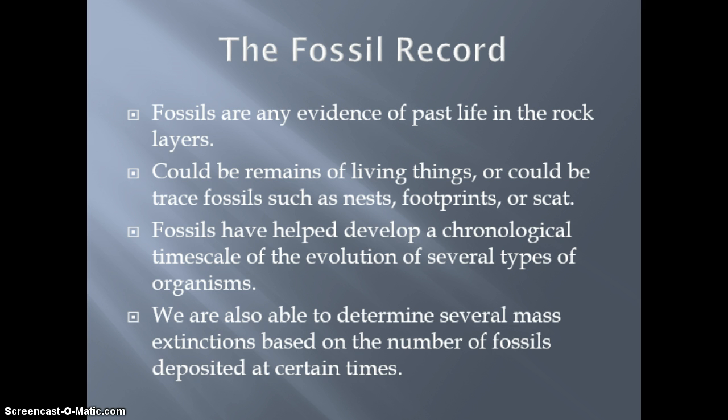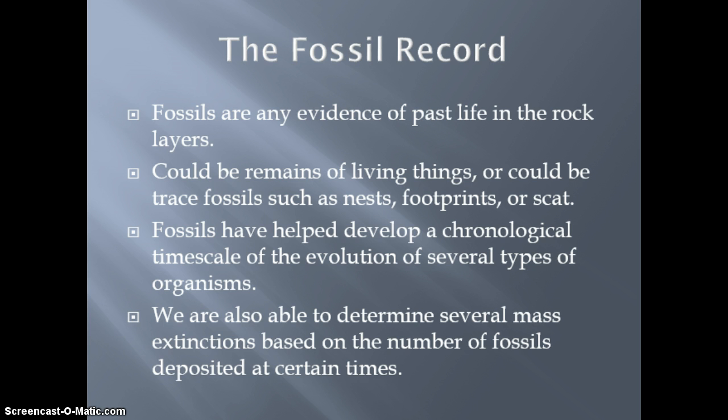From the fossil records, we're also able to determine several mass extinctions based on the number of fossils deposited at certain times. And remember, we go back to Hutton when he was looking at the rock formations, and looking at the different rock layers and when they were actually formed. So we can get this chronological order of different fossils based on that.